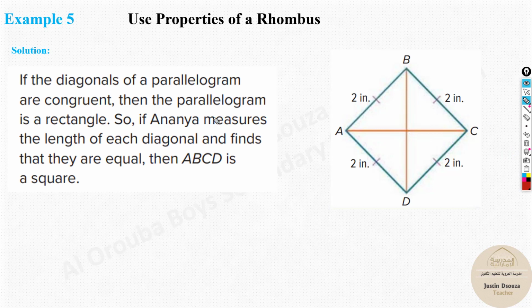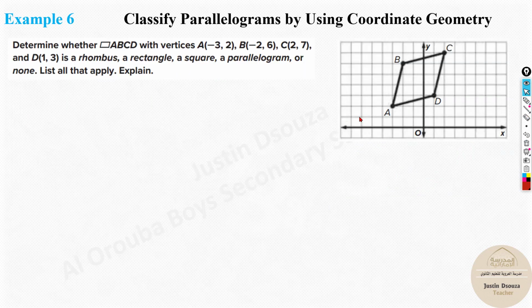Now, here we cannot solve it, but we are just telling how to prove it. If Ananya measures the length of each diagonal and finds they're equal, then it's a square. We are just suggesting. But if the coordinates are given, say you knew the coordinates, you can use the distance formula, find this distance and this distance, measure the diagonals and conclude it. That is how we could do this.